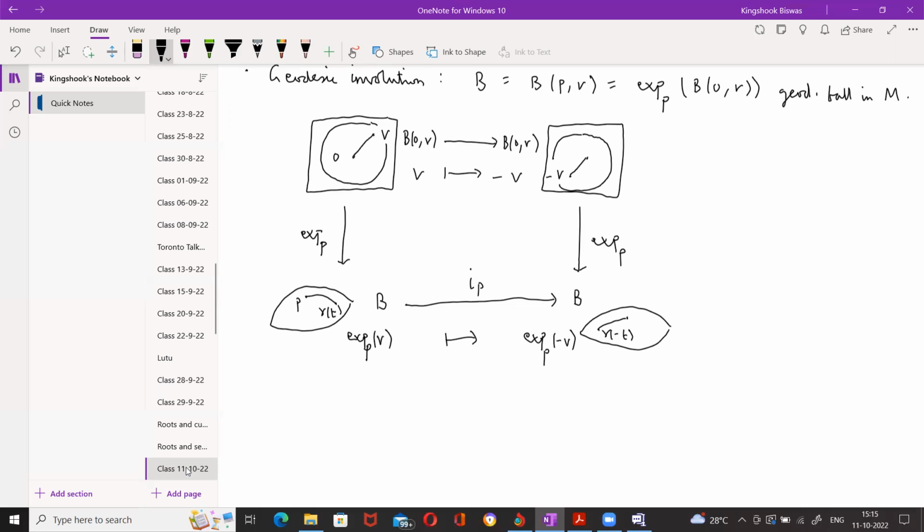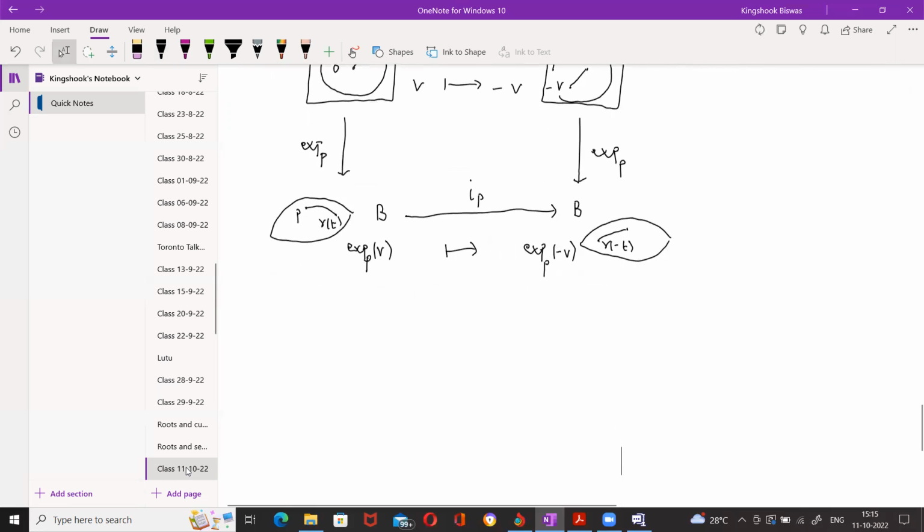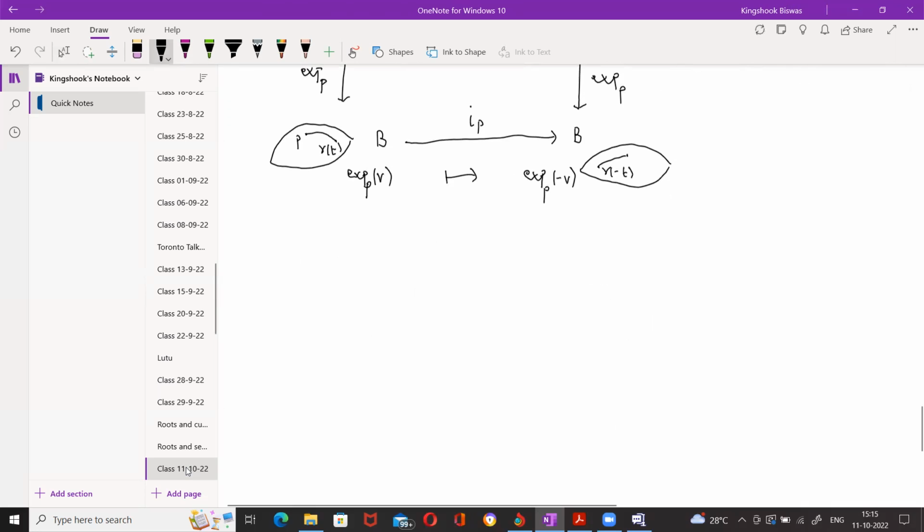Okay. So this is the geodesic involution. Now, this I can define on any geodesic ball. But then there are questions. First of all, this is just a diffeomorphism from the ball to the ball, this geodesic involution.